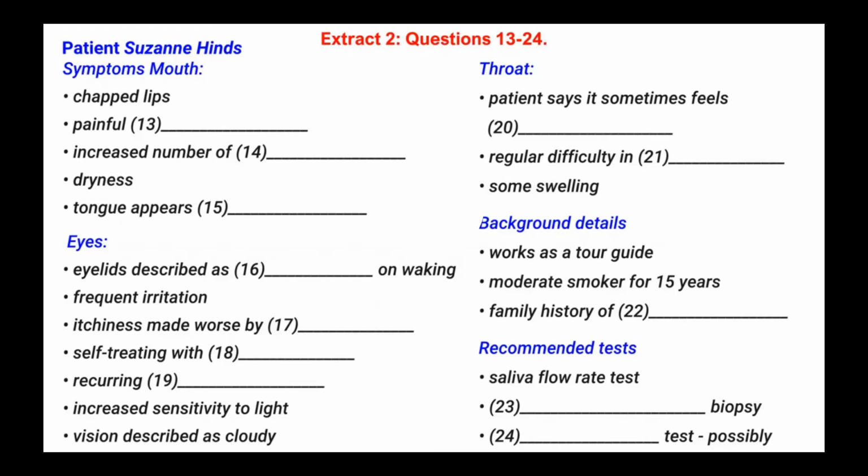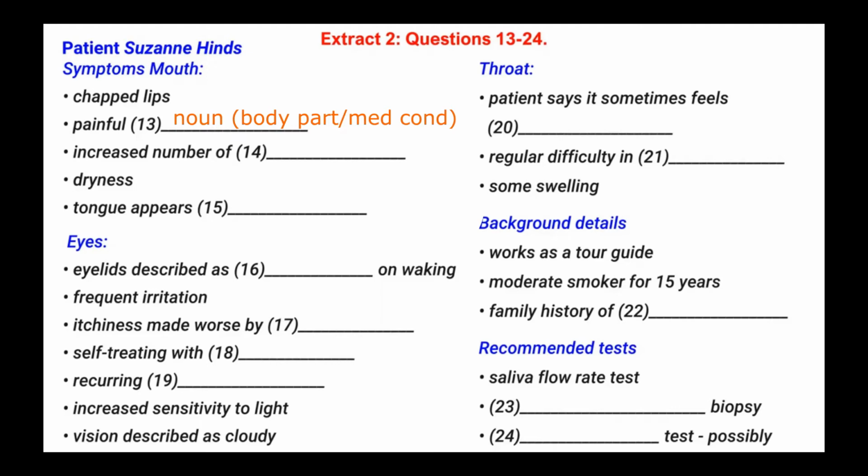So for question 13, we can understand that the answer to that question will be a noun. It'll most likely be a body part, or it might even be a medical condition. Because we're talking about the mouth, we're talking about symptoms, and the patient says that it's painful. So she's feeling pain somewhere. Number 14 is increased number of blank.